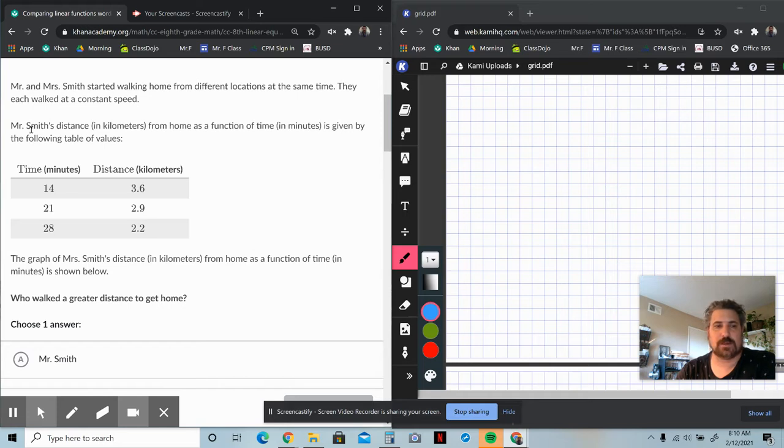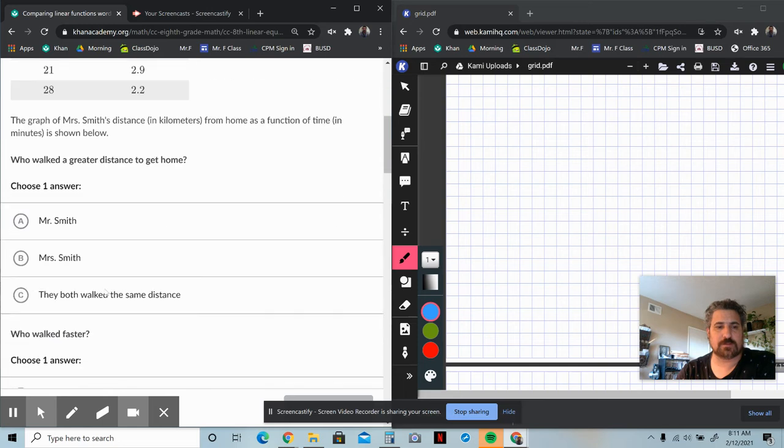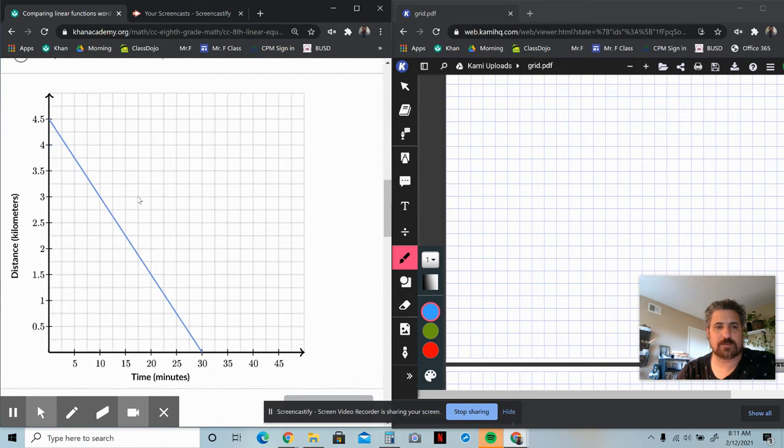Their slope is constant. Mr. Smith's distance in kilometers from home as a function of time in minutes is given by the following table of values. So after 14 minutes, he's 3.6. After 21, he's 2.9. After 28, he's 2.2. Okay, so basically they're saying that this is a linear function where time is x and distance is y. And this is the table that represents it. The graph of Mr. Smith's distance in kilometers from home as a function of time is shown below. Okay, so we can see that graph down below over here.